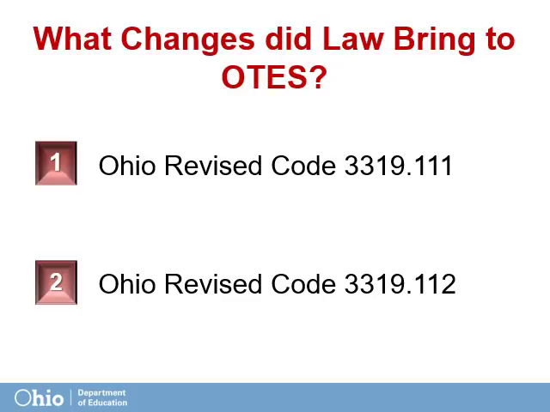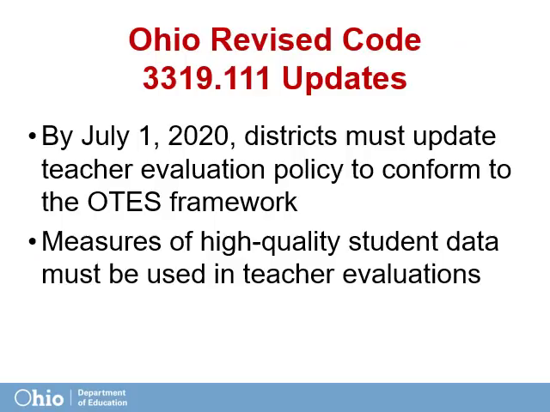Ohio Revised Code 3319.111 and 112 brought more changes to the revised draft OTES. I'll talk more about those changes in the following slides. 3319.111 requires that by July 1 of 2020, districts have to update their teacher evaluation policy to conform to the revised OTES framework, and we'll talk more about the framework momentarily. And 111 also says that measures of high quality student data must be used in teacher evaluations.